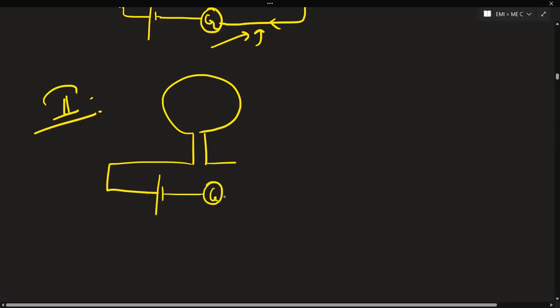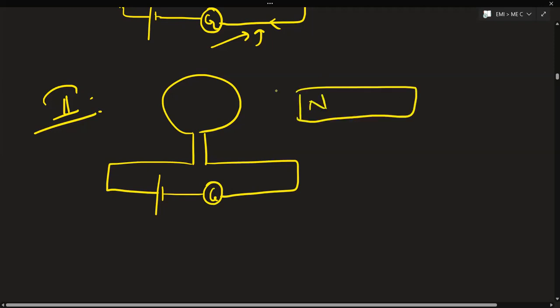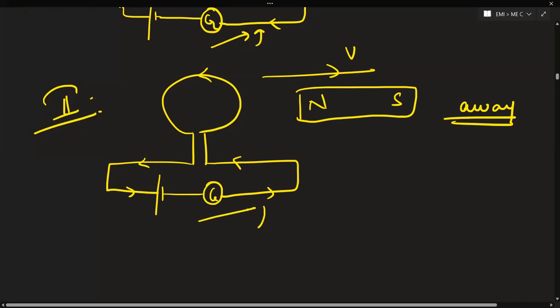Galvanometer and the battery. Now, this time, North Pole, South Pole, the magnet moves away from it. Here the magnet is moving away from it. Then he observed that current also flowed. Again, current flowed, but this time in the opposite direction. So the galvanometer again showed a deflection, but in the opposite direction. Slight deflection was observed.